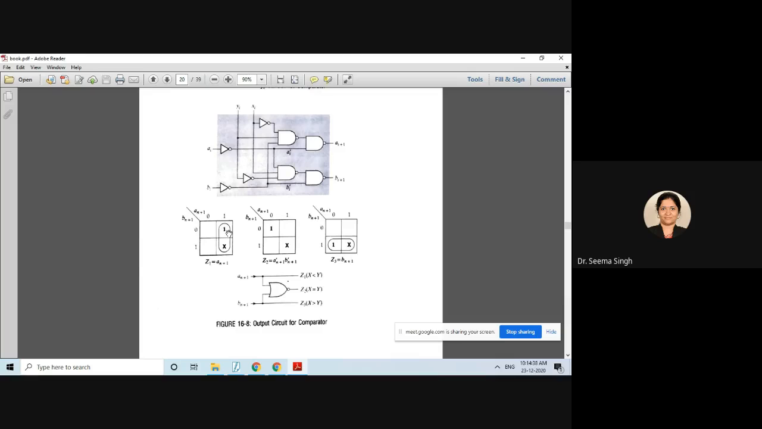Now let us understand this K-map. This K-map, what does it do? This is talking about Bi+1 and Ai+1.